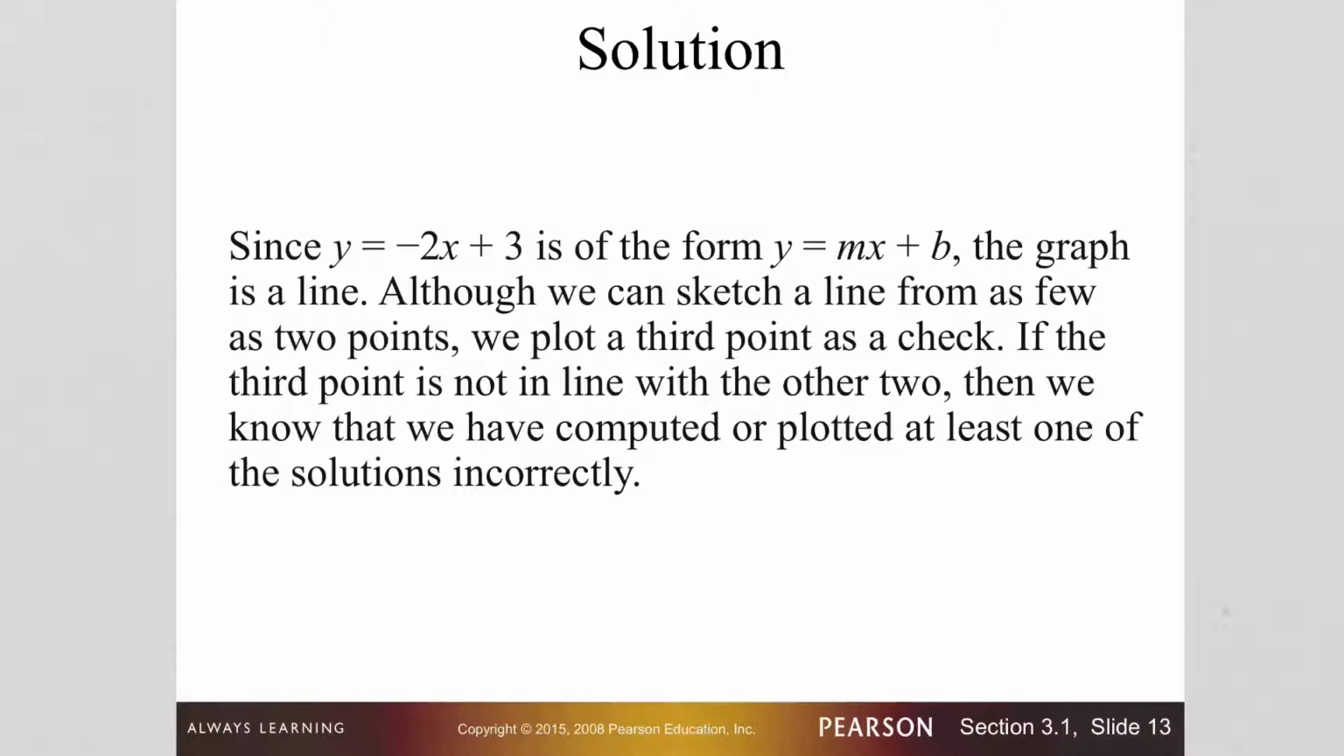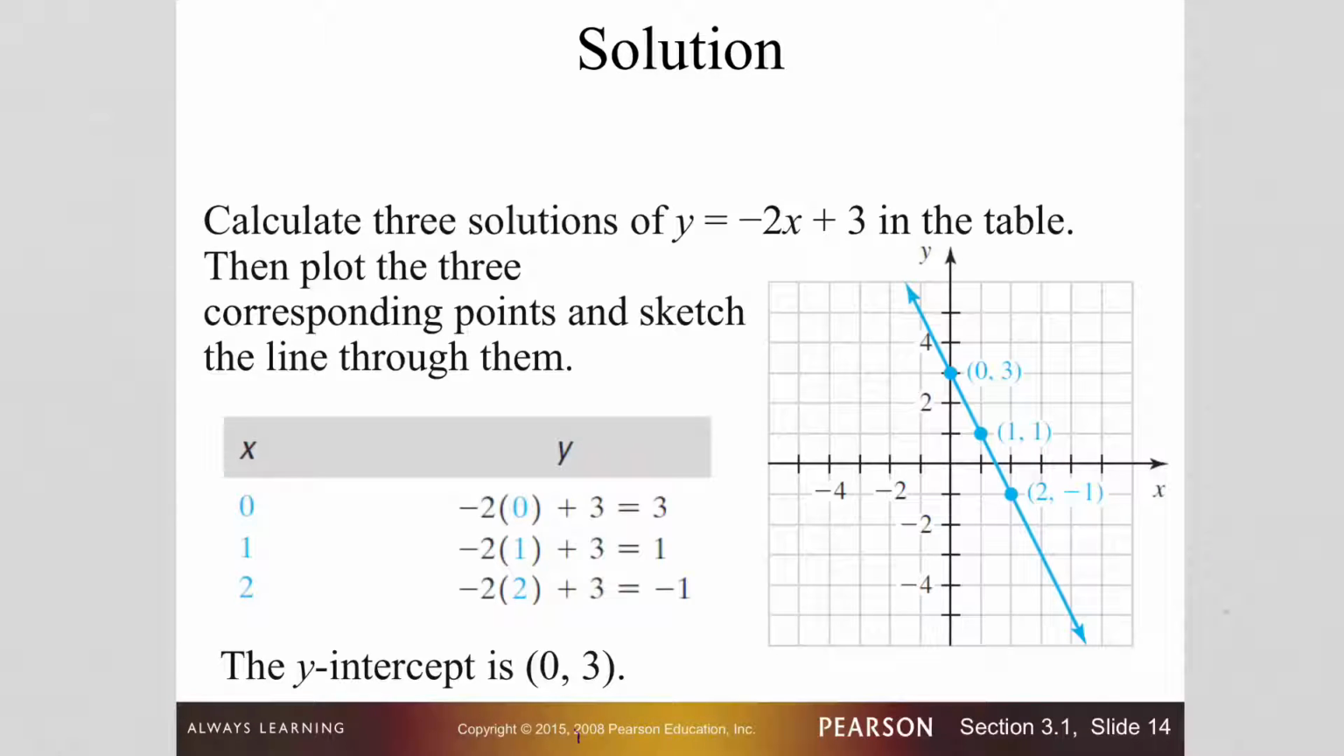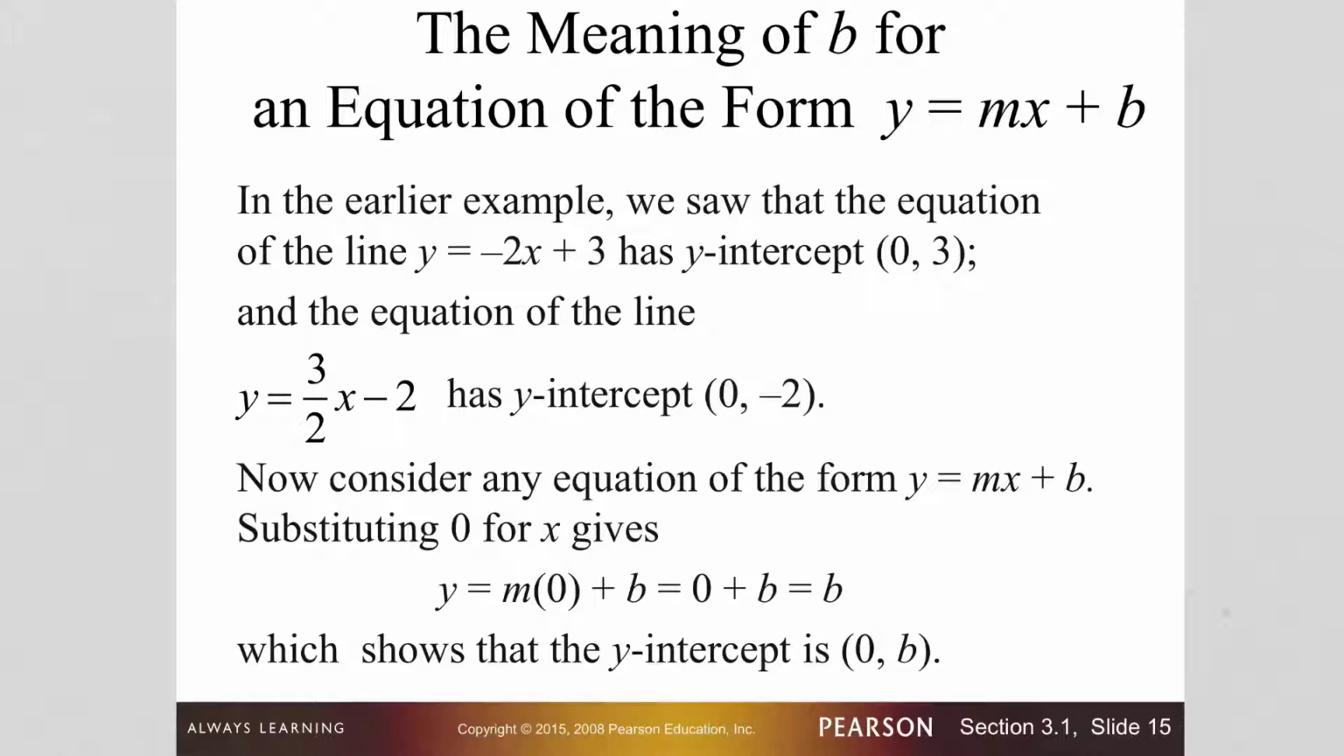You might want to hit pause here so that you can read through this page. It looks a little wordy, but let me explain what's happening here. Anytime you have an equation of the form y equals mx plus b, what you're looking at is the slope and the y-intercept.